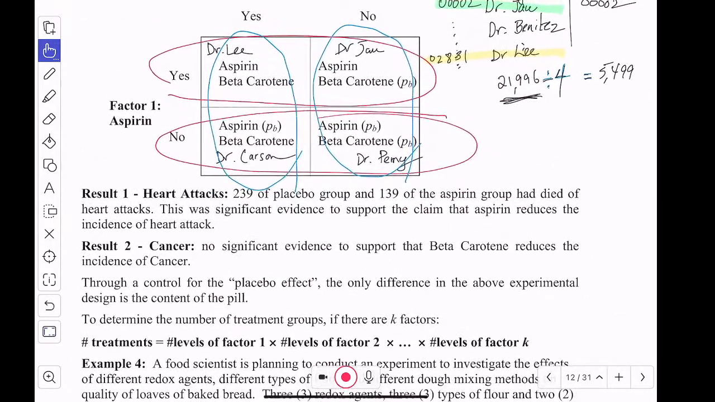Okay, so we see here in this exercise that there are 4 treatment groups. And it makes sense to us. What if we had an experiment where there were many factors, like four factors and 2 levels, again with placebo and treatment group. How many treatments would be in this case? 4 factors and 2 levels each.